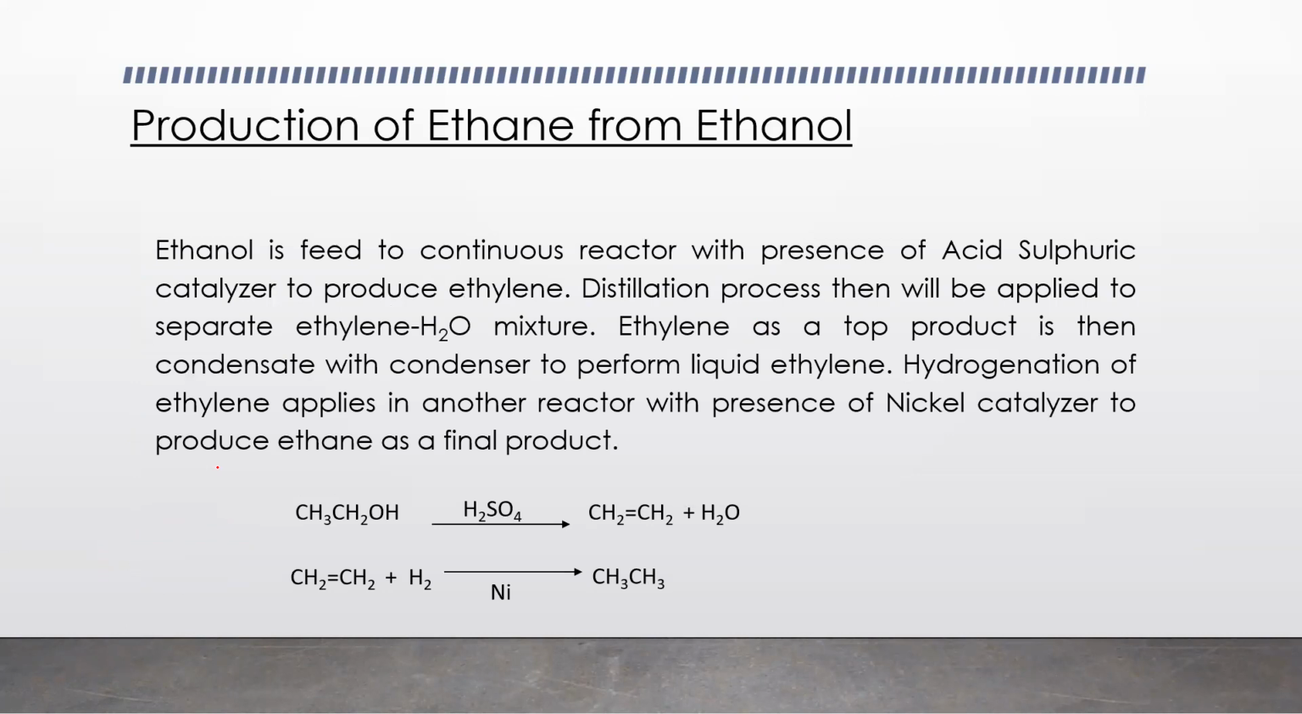So for example, let's take this process, production of ethane from ethanol. We are now going to see what block diagrams look like. Block diagrams, process flow diagrams, P&ID. Before I go to this, we'll solve this as a problem. All right, so let me show you.